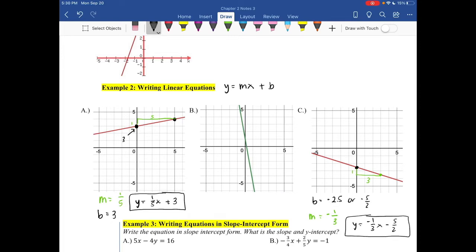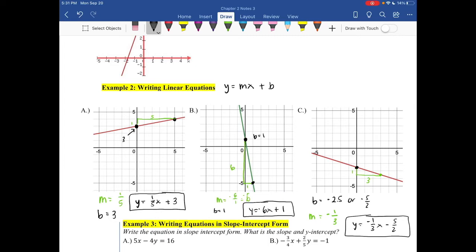Go ahead and give B a try. This is another example of having a negative slope, but this time you're going down 6 units over 1, so the slope is a whole number, -6. Then your y-intercept is 1.